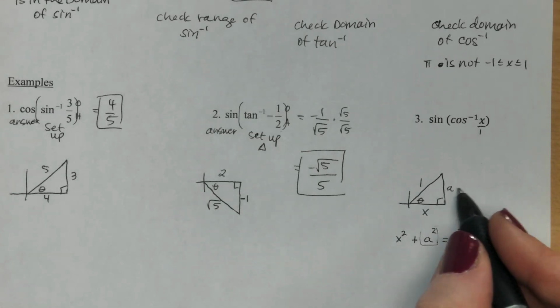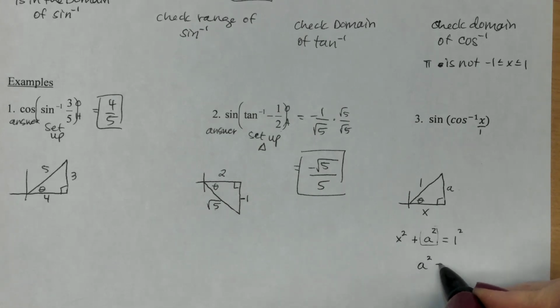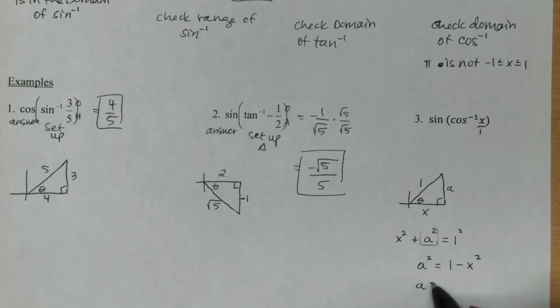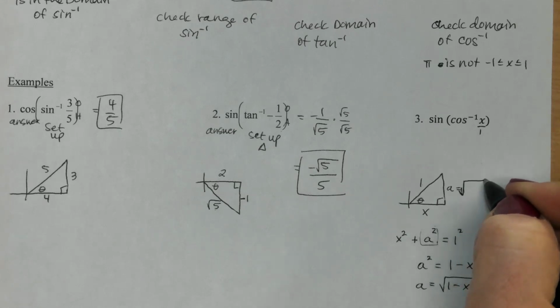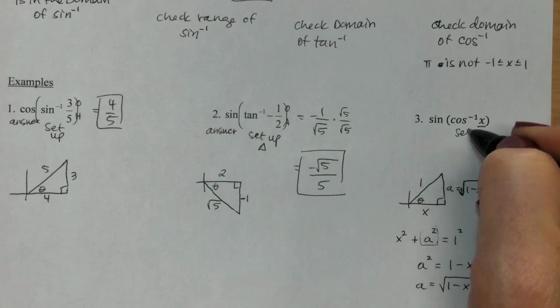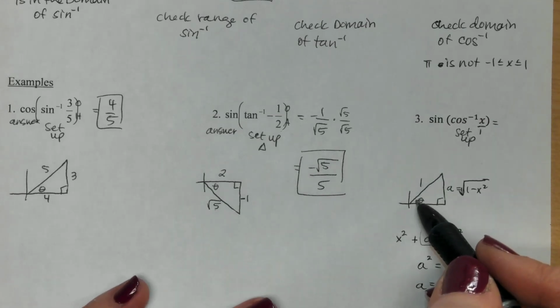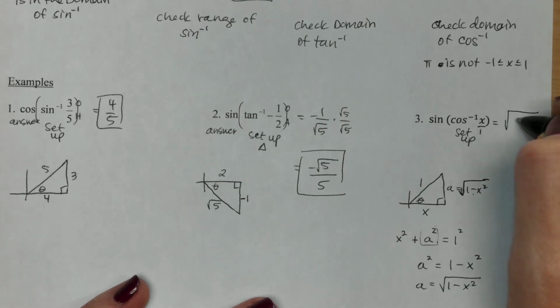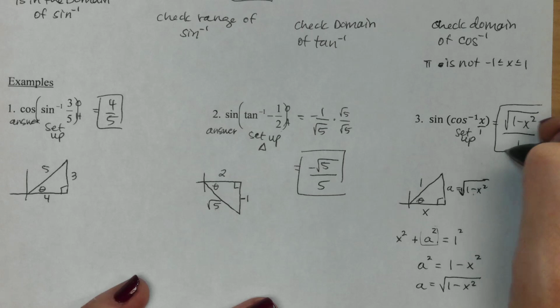This is what I'm solving for. This is what I need. I need to know this side. So I'm going to subtract that x squared over. And then I would just need to square root both sides. So a would be the square root of 1 minus x squared. And that was, again, just to set up the triangle. And then this is the answer. So the sine of this triangle would be opposite over hypotenuse, which is just a 1.